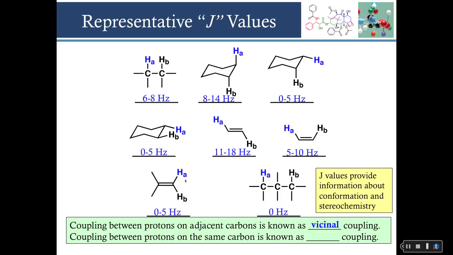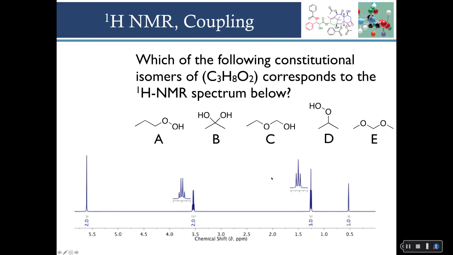So yeah, we saw coupling on adjacent protons, which is by far the most common, vicinal coupling. On the same carbon, again, geminal coupling, but we don't see it all that much except in the case of the alkene. So let's look at an example, jump right in, and we can see just how powerful the top-down approach is.